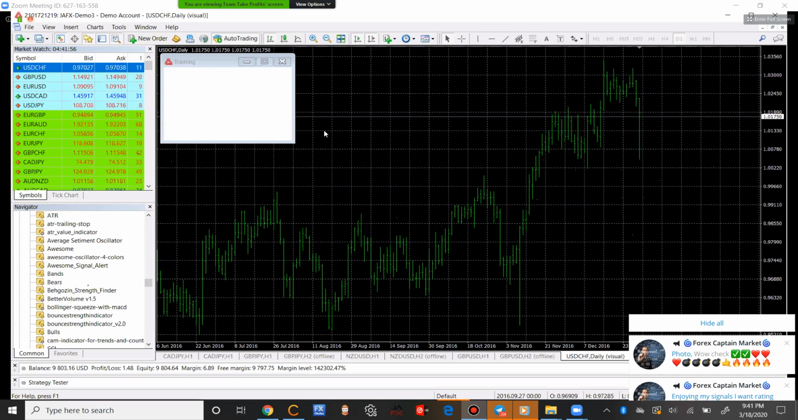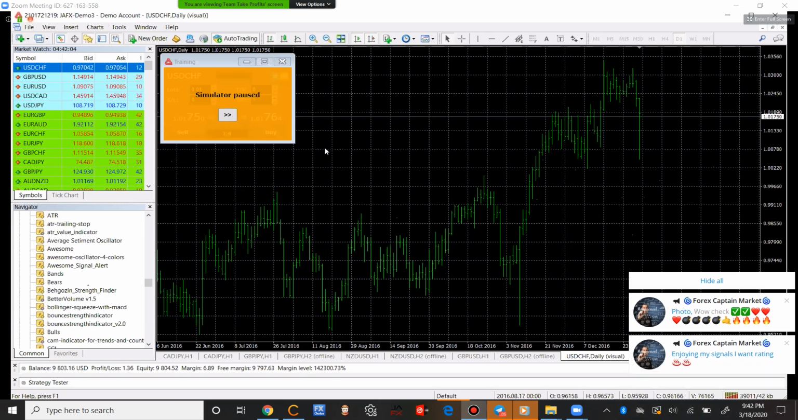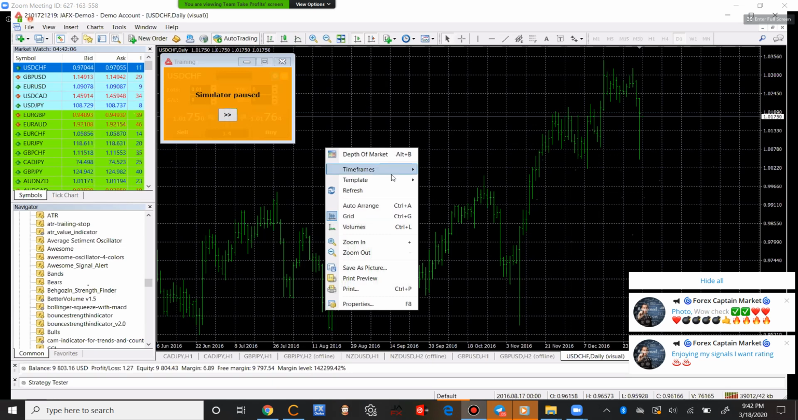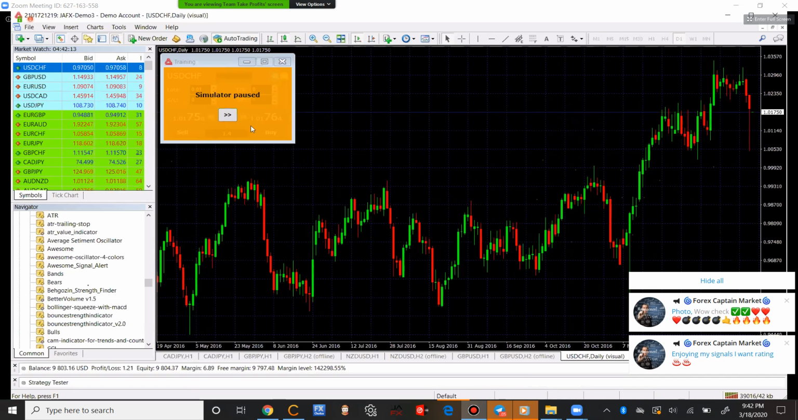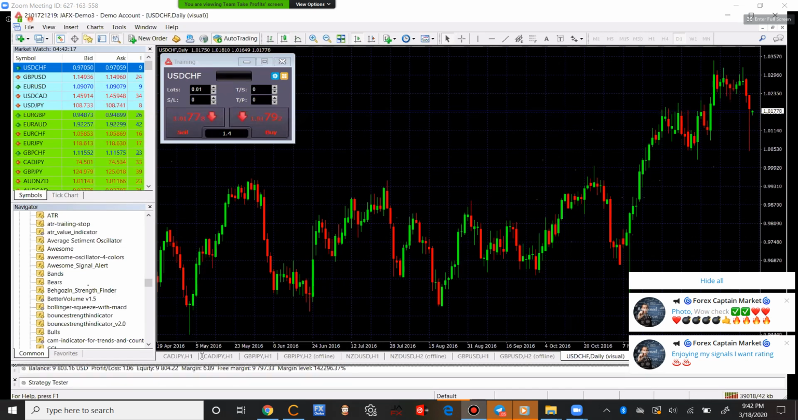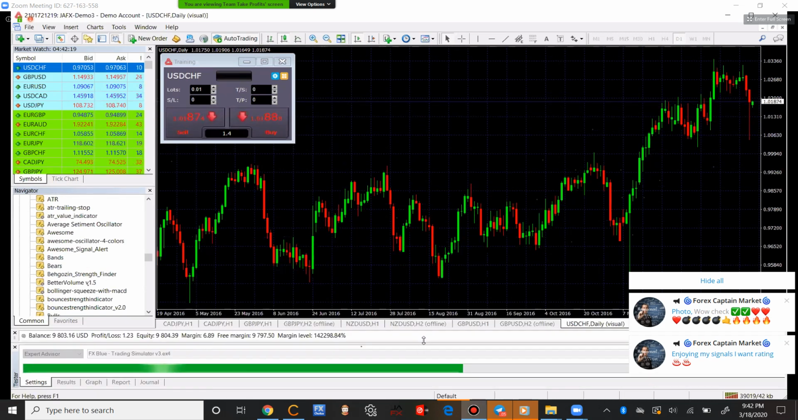So when you guys initially load it, this box is going to appear. It'll ask you to log in first before you start using it. And then you can actually load your template on here, which is kind of cool. So when you hit simulate, it's going to move. It's going to actually simulate real time, which is kind of nice.